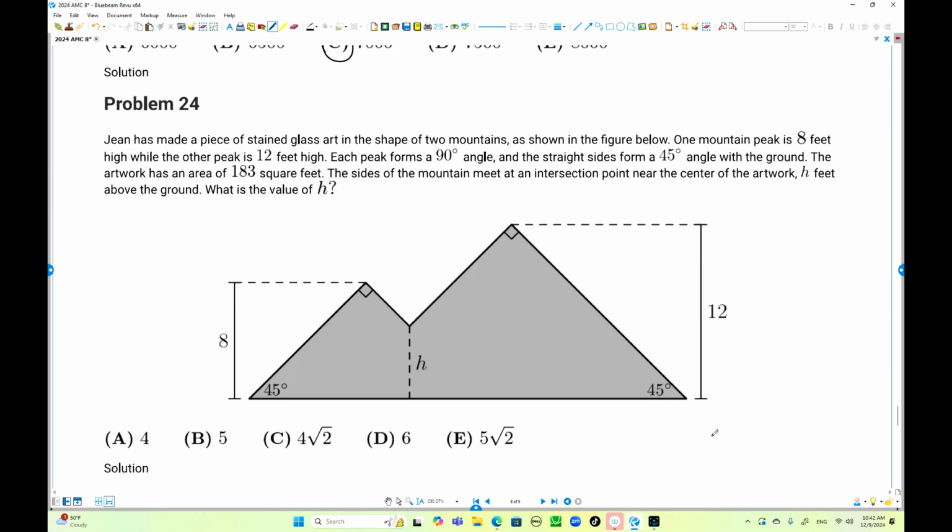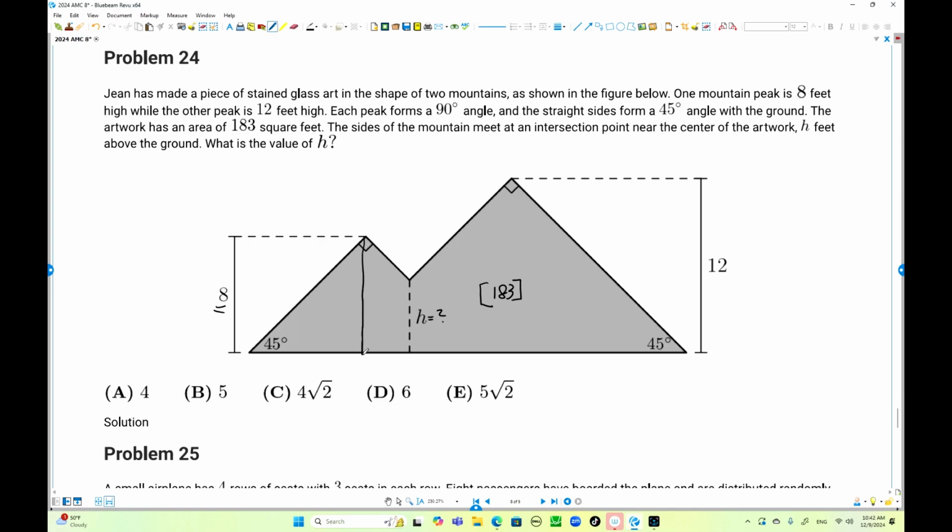Here is number 24. Yeah, we have two triangles overlapped. This is the 8 feet here. This is H. It's lower than 8, right? And the highest triangle, this is 12. The area of this figure is 183. Area of this one, or say the grade, 183. So in this case, we're going to find the value of H. Okay, we can find the area of this one. Must be equal to 183.